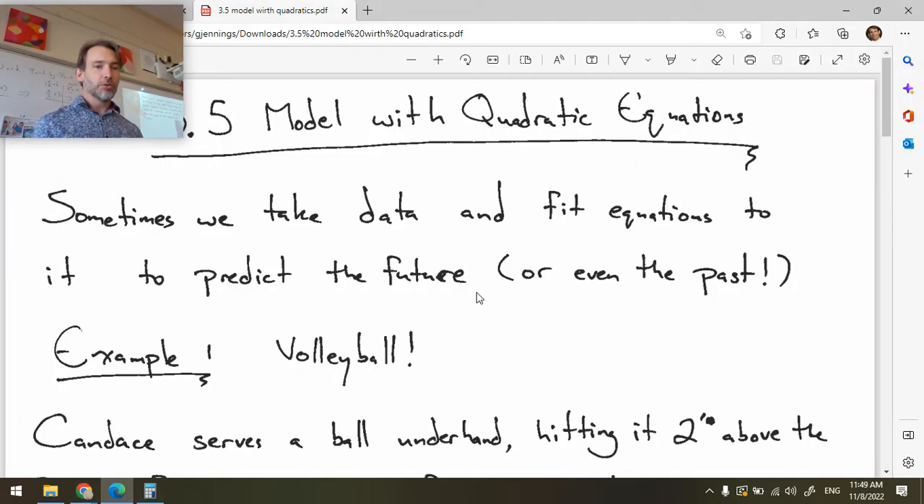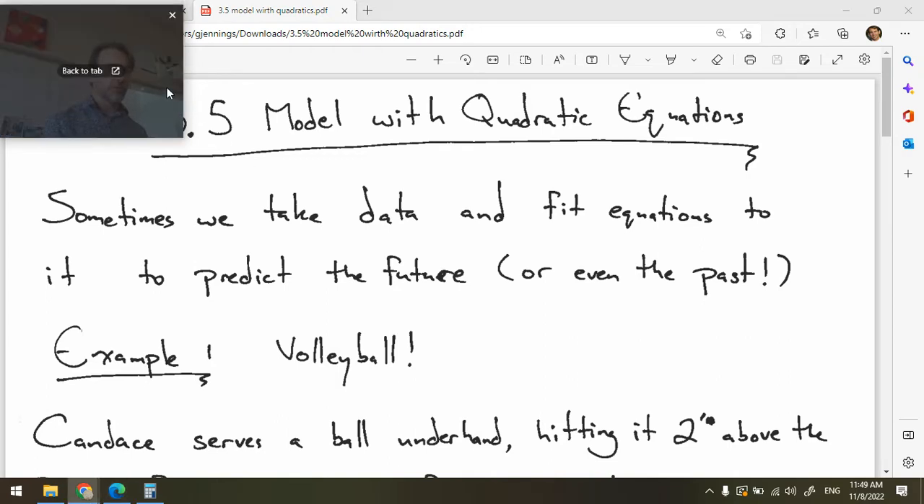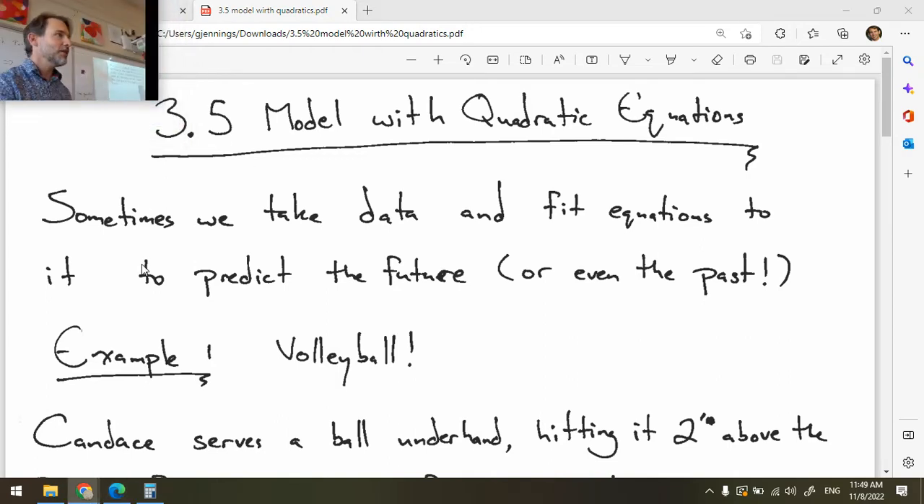This is our last new topic for this unit, Unit 3, and it talks about working the opposite way that we normally do, where we're now going to take a collection of data points and try and model those data points with a quadratic equation.